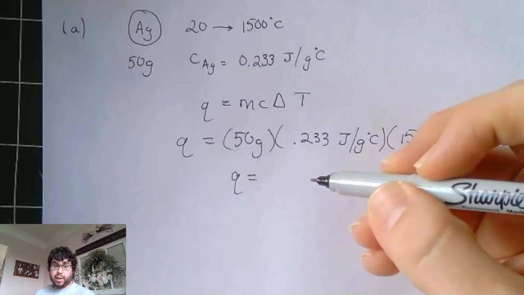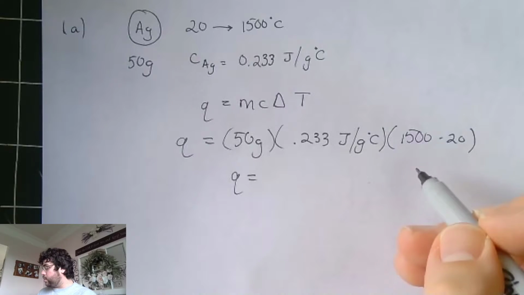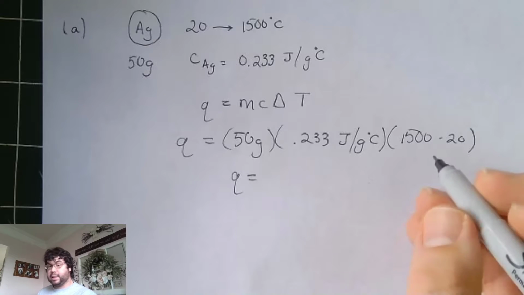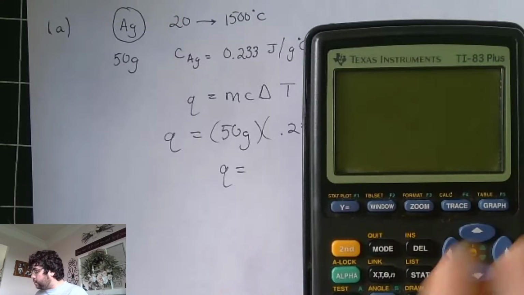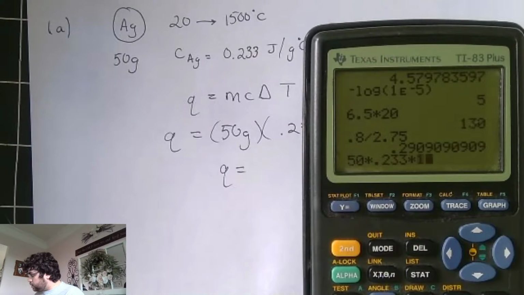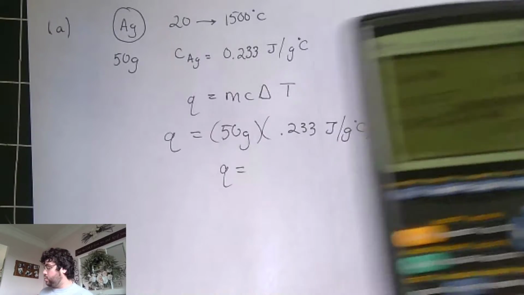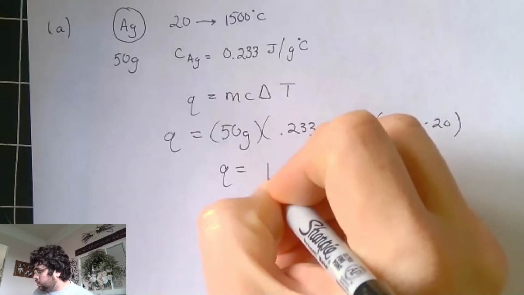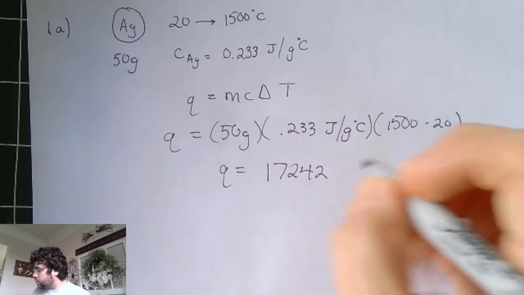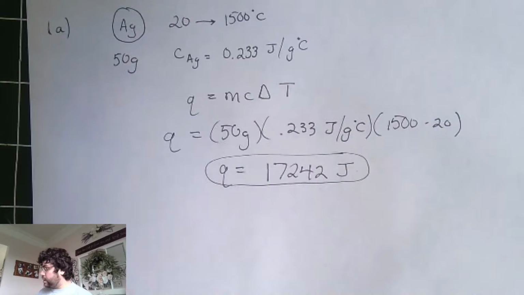And really just a plug and chug kind of question here. You plug in the mass of 50 grams, the specific heat, 0.233 joules per gram Celsius, and then the change in temperature, which would be 1480 degrees Celsius. So we plug that into our calculator. So 50 times 0.233 times 1480, and we get 17,242 joules. So if your answer was close to that, that was the correct answer.